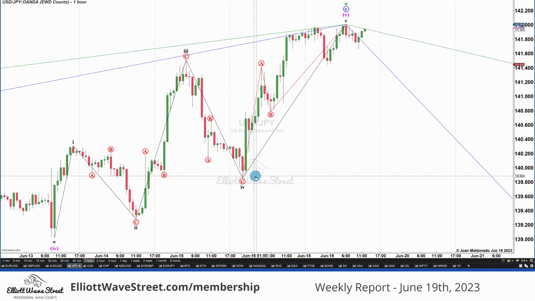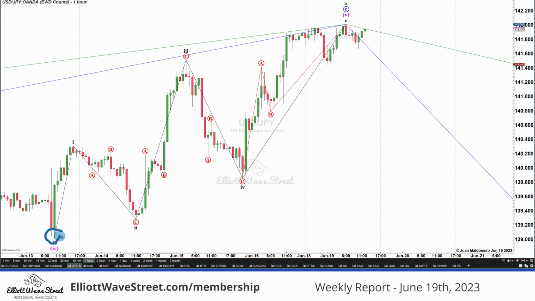This is the dollar yen. On the dollar yen, I'm finding the end of the second wave. So should I sell it now? Because I'm seeing a double top here. Should I sell it before? Well, let's talk about the market structure.